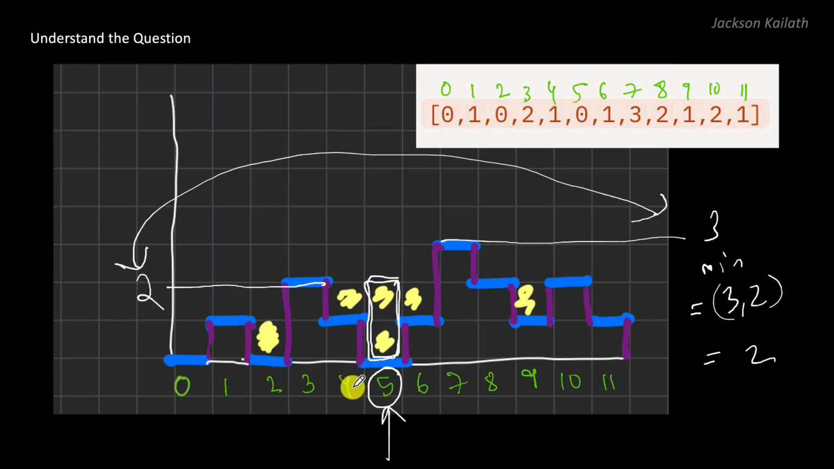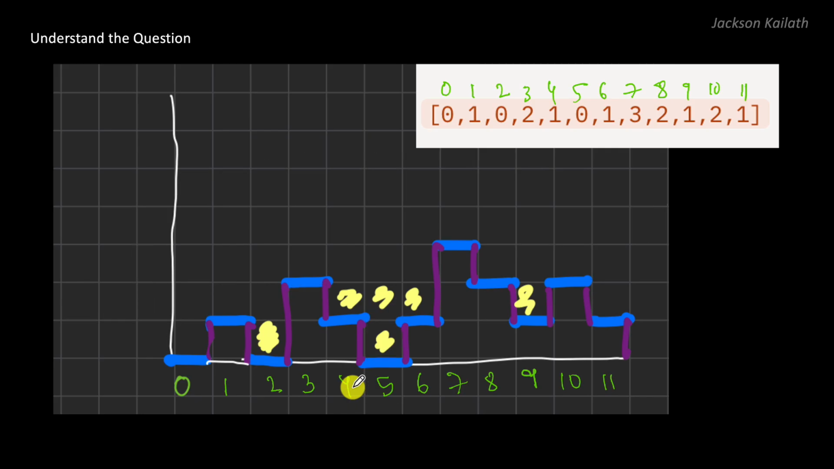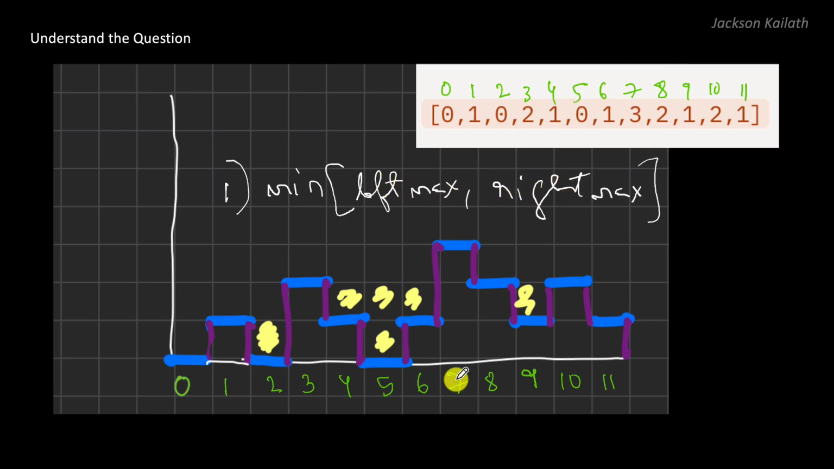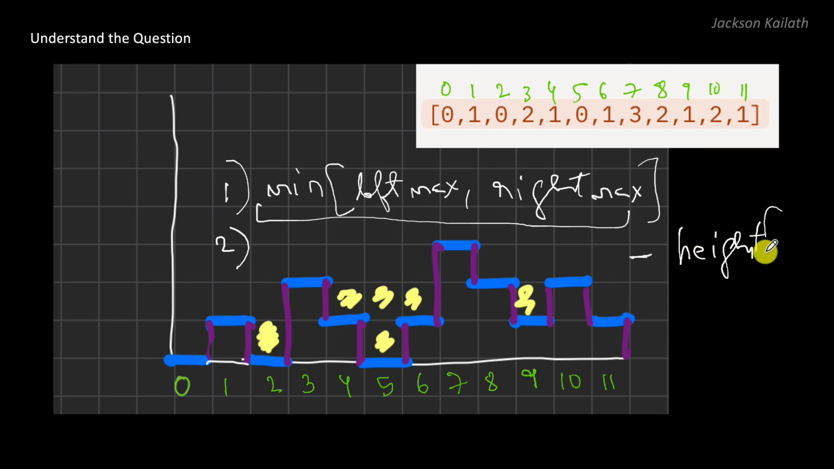So this is what we have understood so far. To identify the amount of water that I can store at every index, I will have to identify the minimum between the left max and the right max at every index or every position. Okay. Now the second thing that you can notice is from this, you would have to subtract the height at that particular index. Now why is that so?